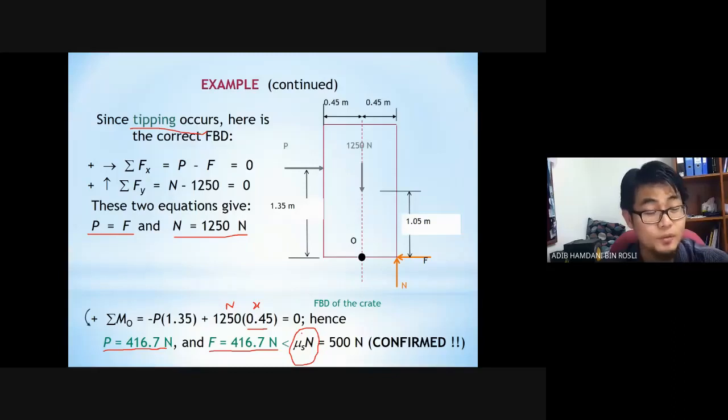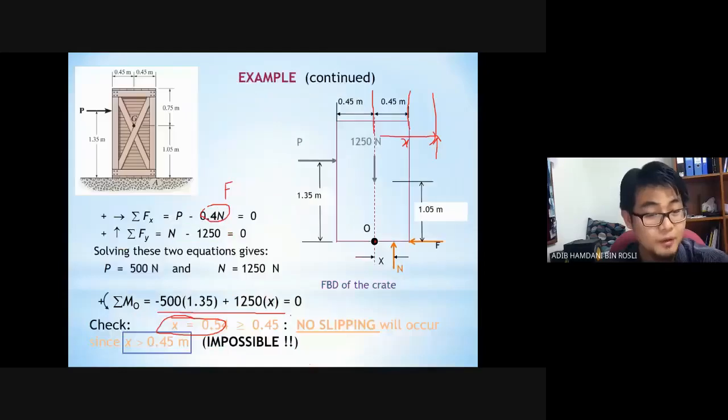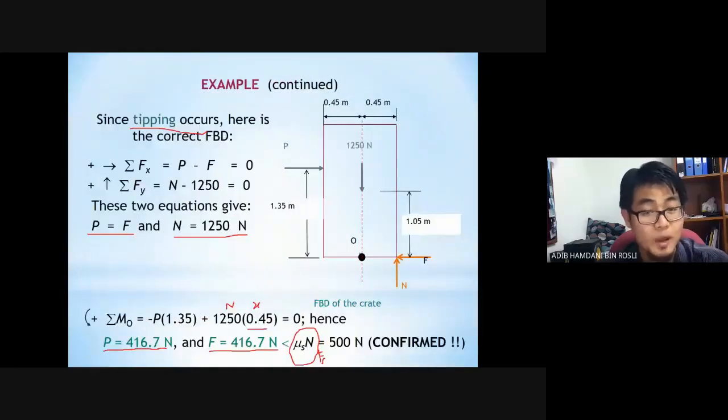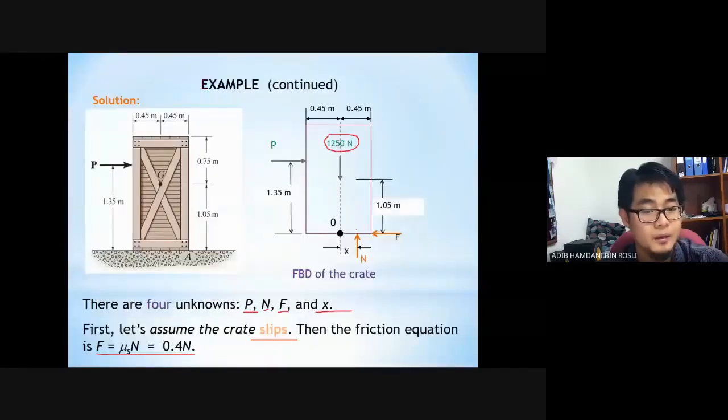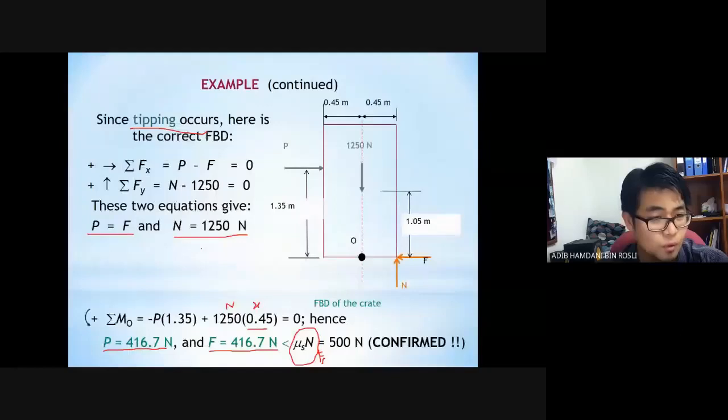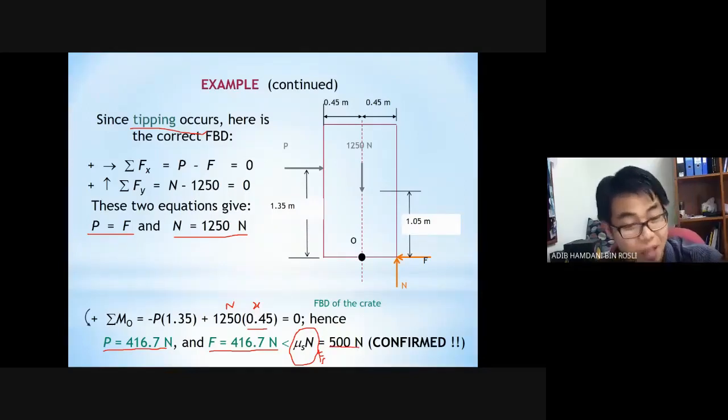Why? Because mu S N is the Fs, the maximum static frictional force, right? It should be less than that. Okay, mu S is 0.4, right? From the question, 0.4. And then the N, you got your N as 1250, right? So 1250 times 0.4 is 500 Newton. So Alhamdulillah, in this case, your friction force F is less than mu S N, which means that is correct.